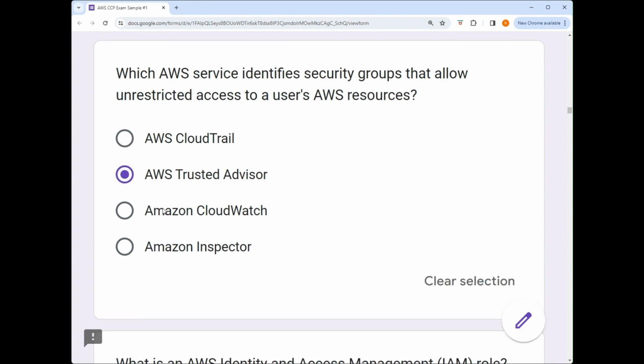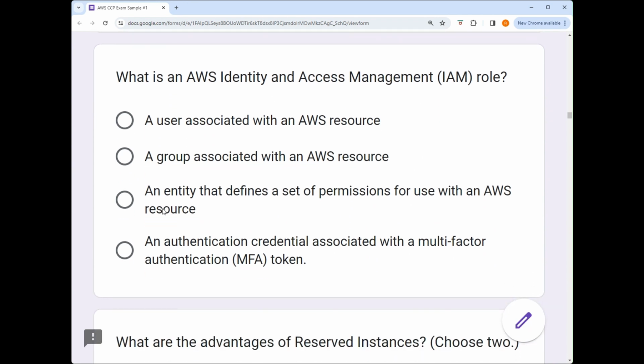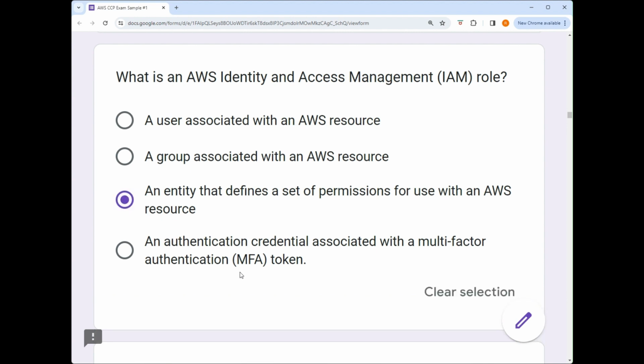What is an AWS Identity and Access Management (IAM) role? A user associated with an AWS resource. A group associated with an AWS resource. An entity that defines a set of permissions for use with an AWS resource. An authentication credential associated with a multi-factor authentication (MFA) token. Correct answer: An entity that defines a set of permissions for use with an AWS resource.